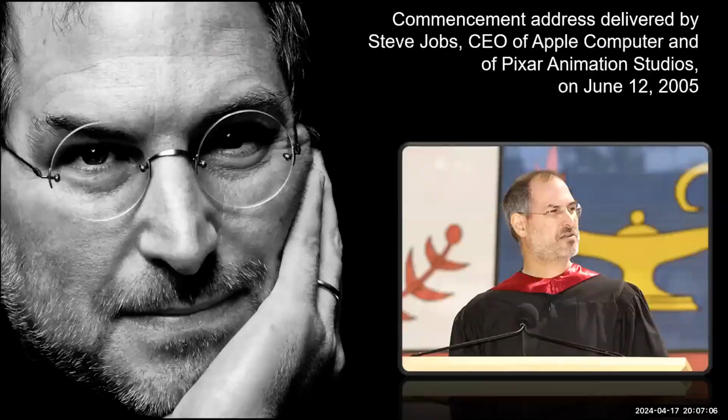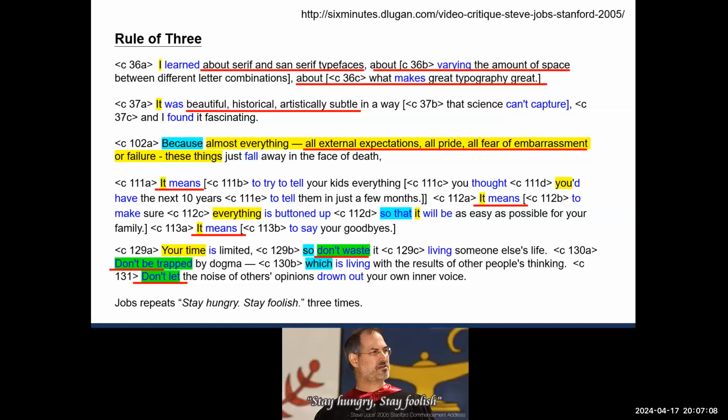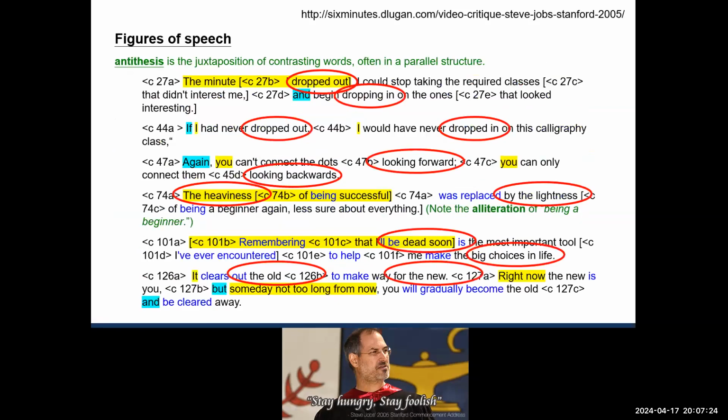Steve Jobs. Repetition of things in threes. Very typical. We see it a lot in Obama. You see it here. It's a rhetorical device. Things that are opposite: dropping in, dropping out, looking forward, looking backwards, the heaviness, the lightness. These contrasts juxtaposed next to each other.